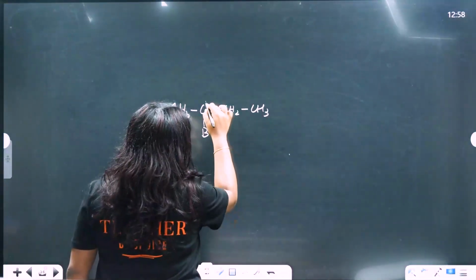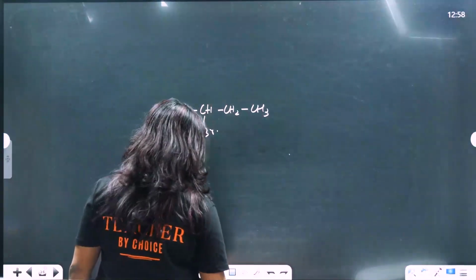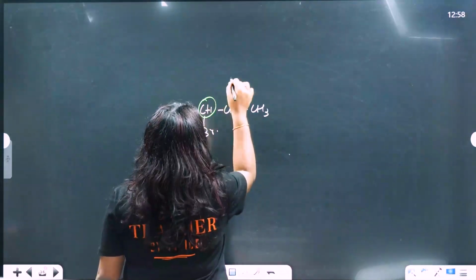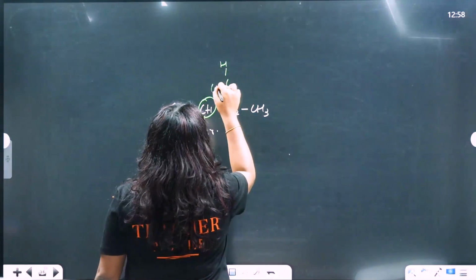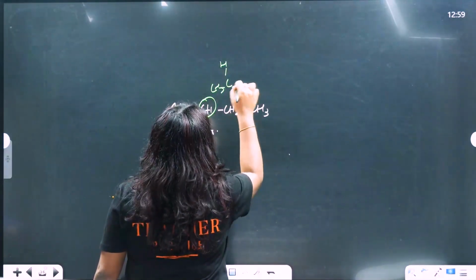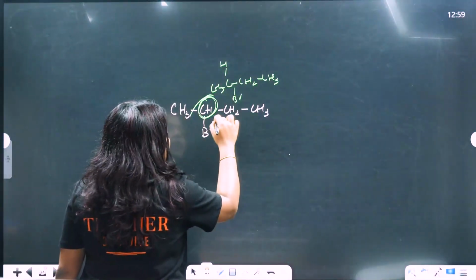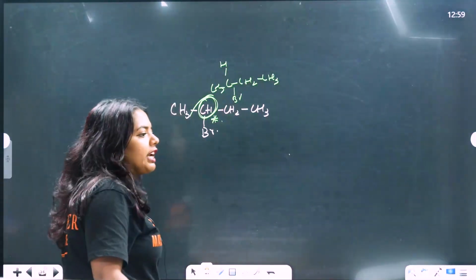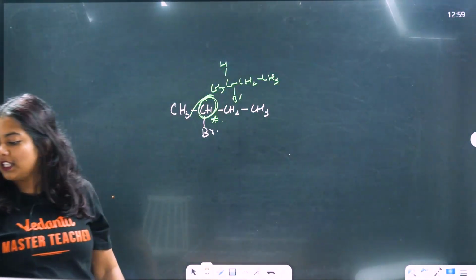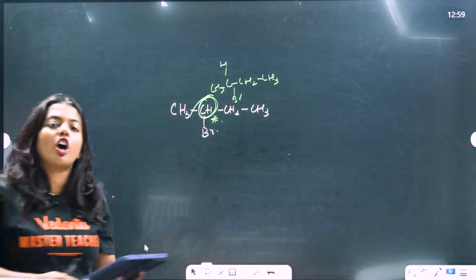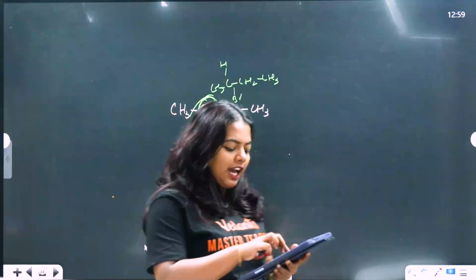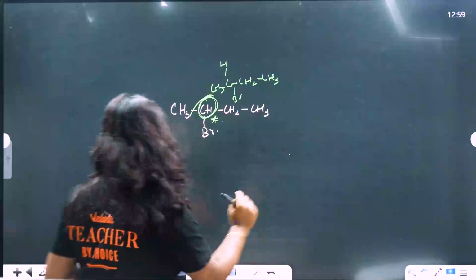Here, in this carbon, you can check, there is C, there is hydrogen, there is CH3, there is Br, there is CH2CH3, which means this particular carbon is considered chiral, and there is only one chiral carbon present in this compound.